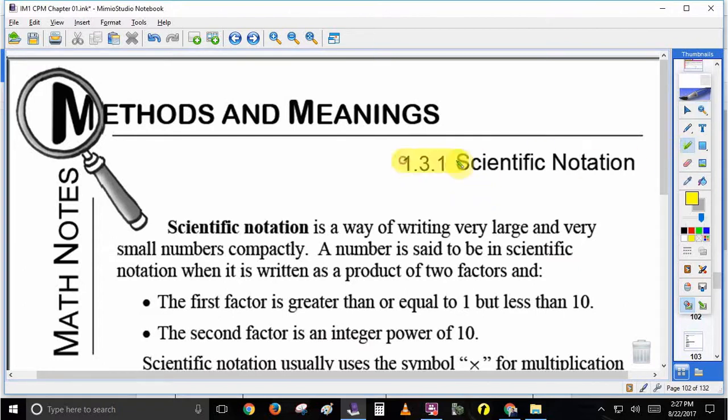Scientific notation is a topic that can sometimes be tricky for students. It just takes a little practice and a little thinking. Also really helpful if you remember your rules for adding and subtracting exponents. So let's go through it here.